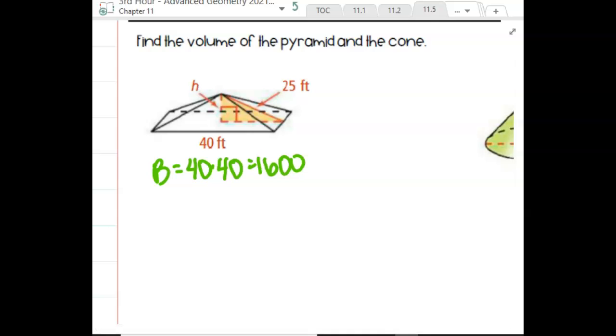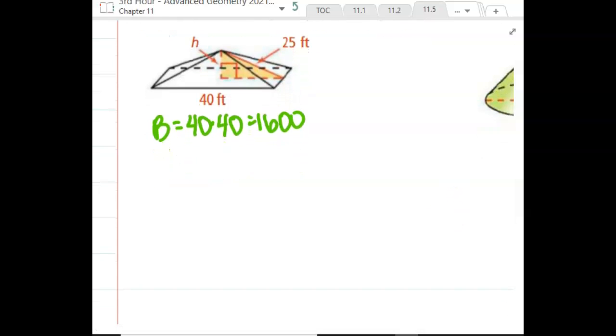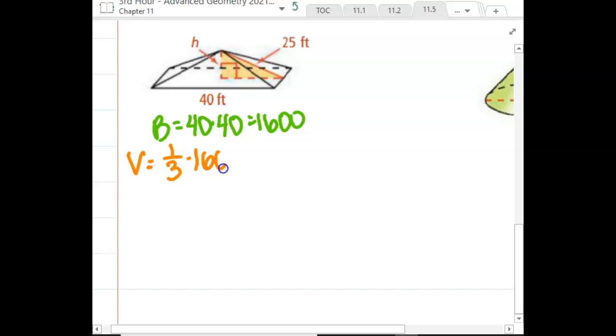When are we going to use the 1/3? Well, we're just finding the area of the base. Now, to find the volume, this is where we're going to take 1/3, the area of the base, which is 1,600, times the height. The height of the pyramid, which I don't know, because that 25 is the slant height. I need the height, or otherwise known as just height. Okay, how tall is it, right? I need that measurement right there.